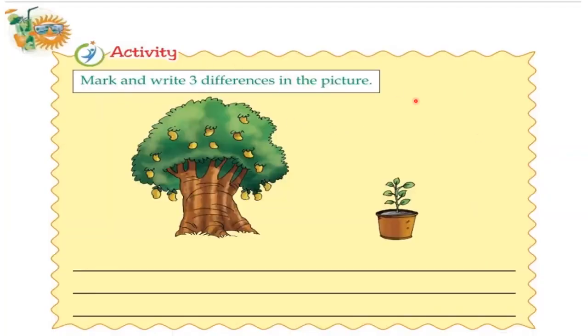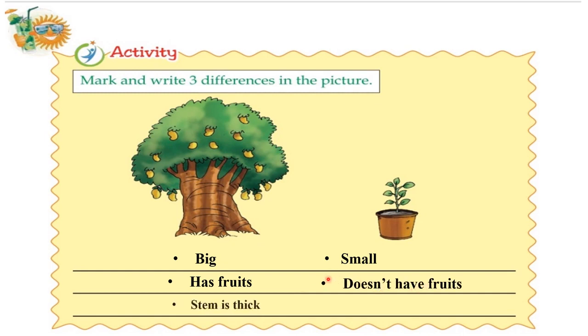Now, can you see this activity? You have to mark and write three differences in the picture. Can you see this picture? Yeah, a tree and a plant. But let us identify the differences. It is big and this is small. It has fruits. It doesn't have fruits. The stem is thick. Can you see the stem is thick? And here the stem is thin.